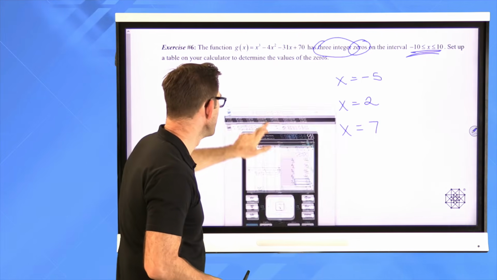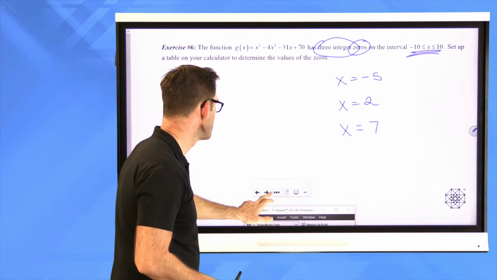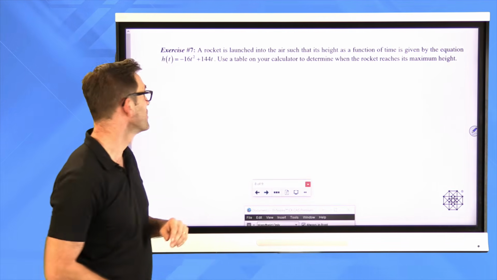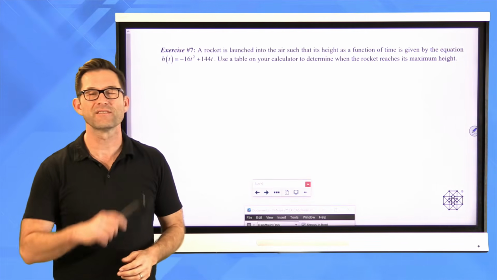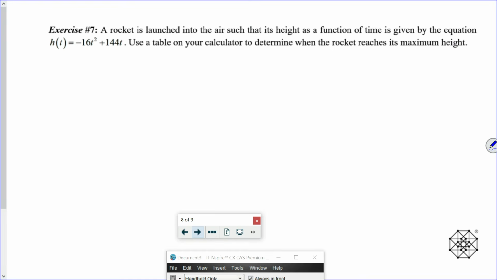Let me move my TI Inspire out of the way. I think that's maybe the last time we'll need it, but I'm not sure. Now we'll need it one more time. Exercise number 7. A rocket is launched into the air such that its height as a function of time is given by the equation h of t equals negative 16t squared plus 144t. Use a table on your calculator to determine when the rocket reaches its maximum height.